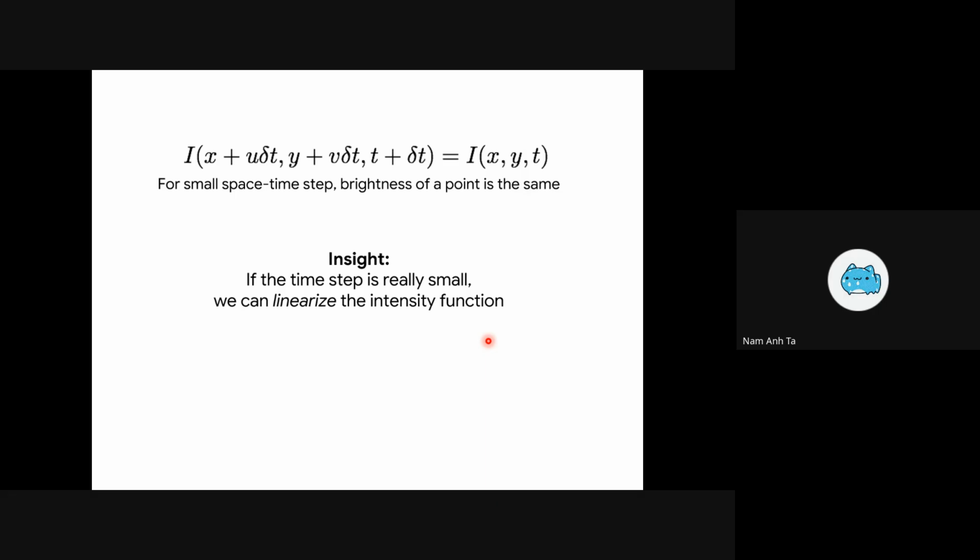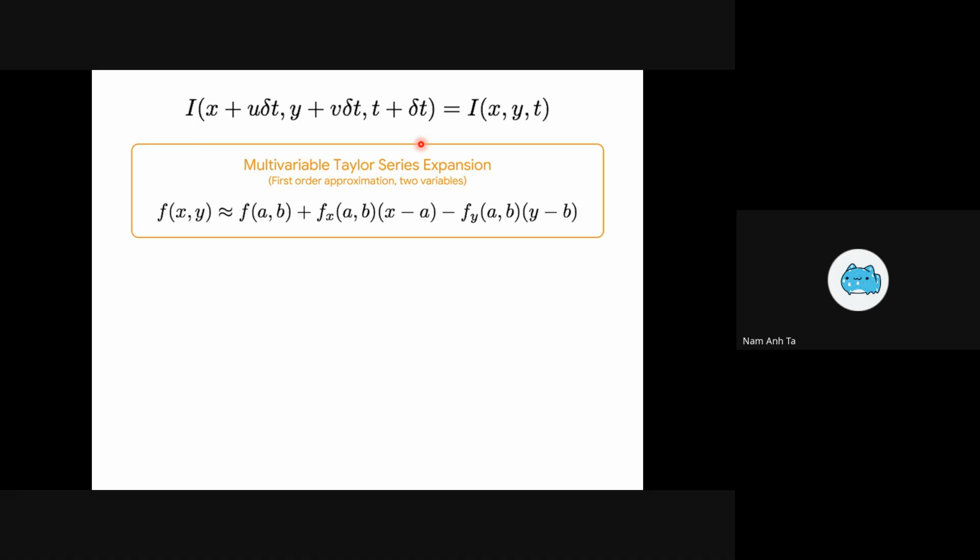Next. If the displacement is very small, we can treat it as a linearized function. At time t plus delta t, the intensity of the pixel at this position is equal to the intensity at the original position over time. If the time difference delta t is small, we can apply a Taylor expansion to the pixel intensity for linear approximation. We can use Taylor expansion for this derivation.